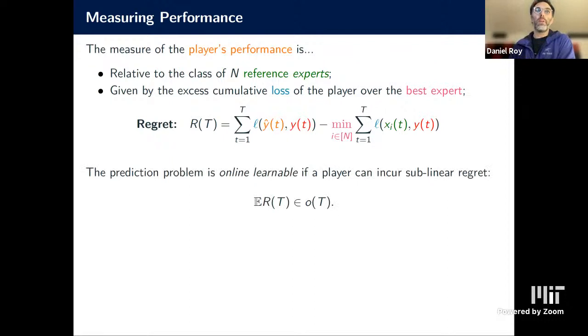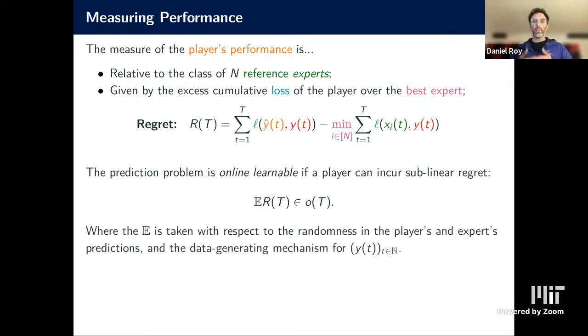So in a worst case setting, we talk about this prediction problem being online learnable if the player can guarantee that their regret is growing sublinearly, meaning that their average per round regret is vanishing. Now, in our setting, we're going to be interested in going beyond this worst case analysis. There are going to be multiple sources of randomness we're contending with here. It's typical to use randomization when you're producing your predictions to deal with adversaries. But if the data are I.I.D., we also have to contend with the randomness in the experts' predictions and maybe also the data generating mechanism.